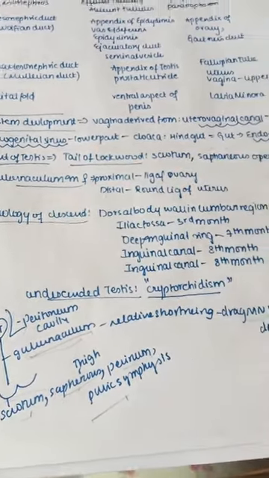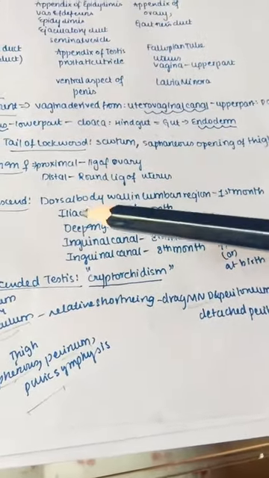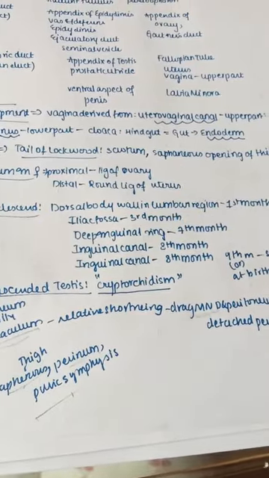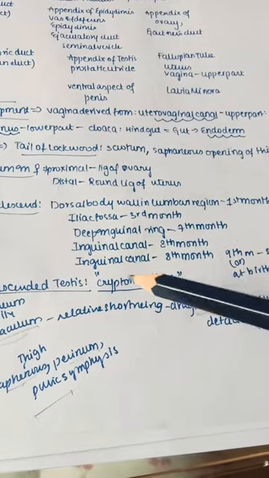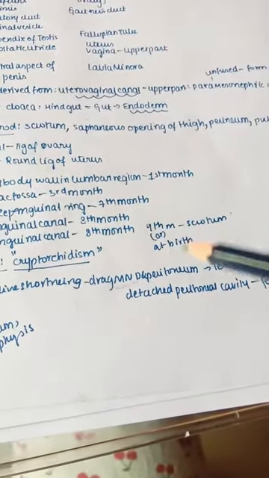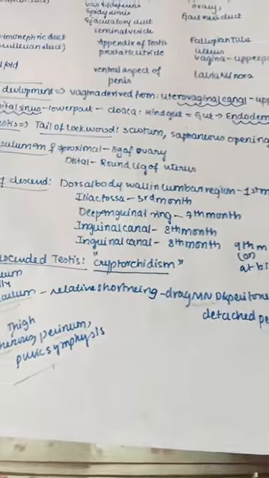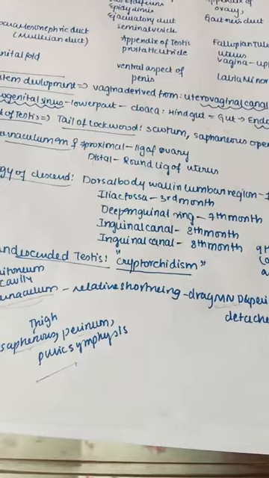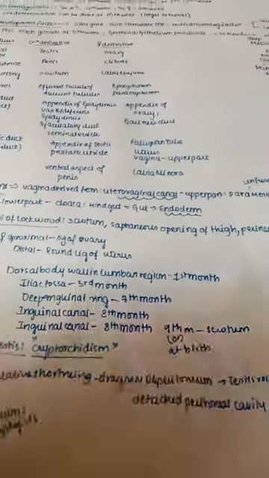So what is it? That is, in which month the testis is present where. In the first month, the testis is present in the dorsal body wall in the lumbar region. In the third month, it is present in the iliac fossa. In the 7th month, in the deep inguinal ring. In the 8th month, in the inguinal canal. And in the 9th month, or at the time of birth, it reaches the scrotum. So we have one anomaly, undescended testis, which is called cryptorchidism. So that's it, all the important points required from this chapter.